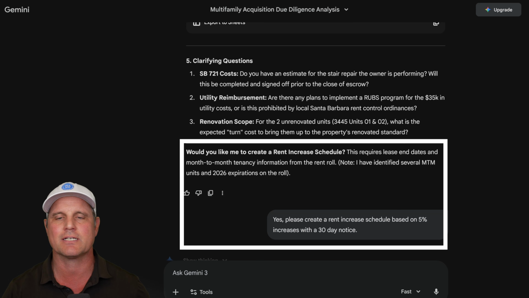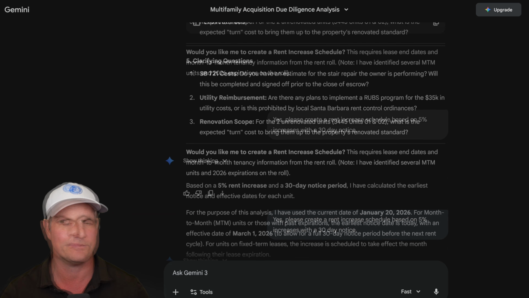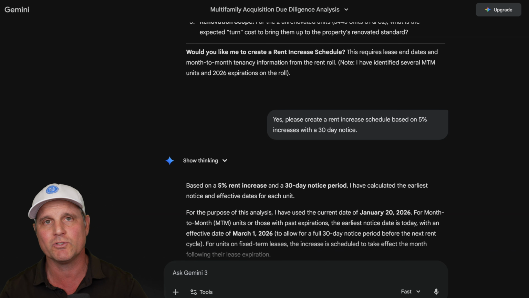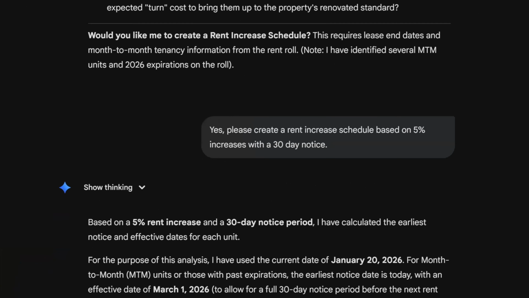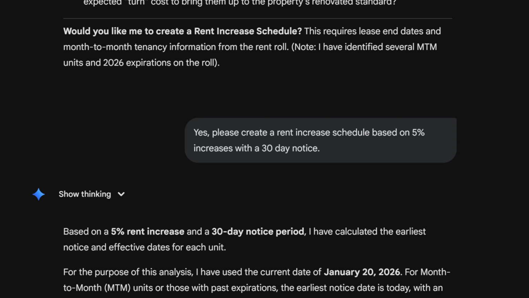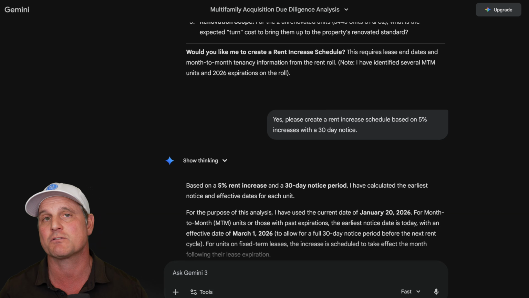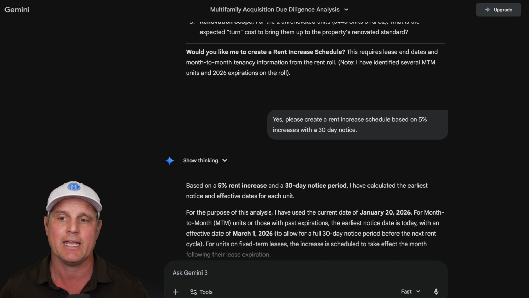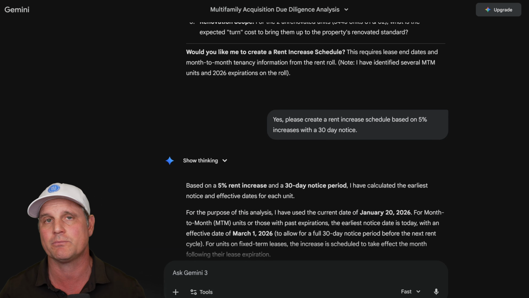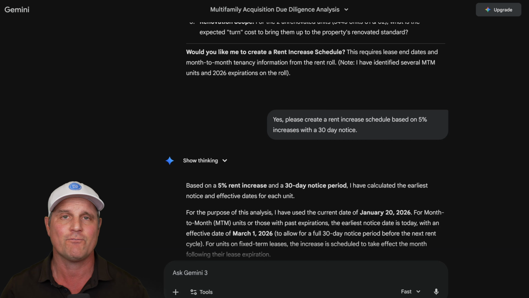So now it's time for a rent increase schedule. Maybe this doesn't matter to you. You say no and you move on, but I think it's handy to look at this. We're going to increase the rents 5%. And that's with a 30-day notice, which is required in the state of California. This property is only subject to the Tenant Protection Act, not any special local rent control ordinance that would make that a smaller number for rent increases. And in Santa Barbara at this point in time, you can do up to 7.7% for an annual increase.